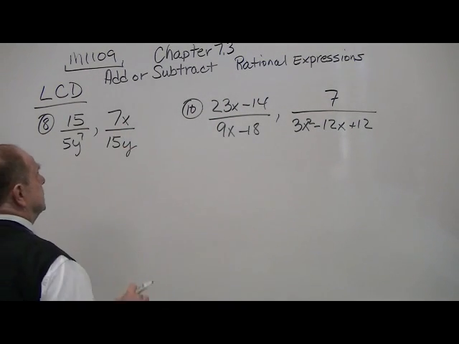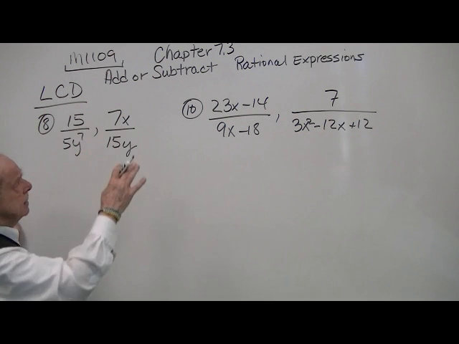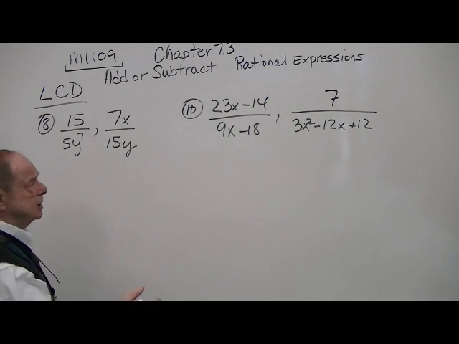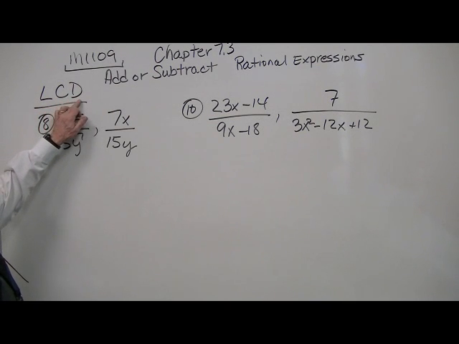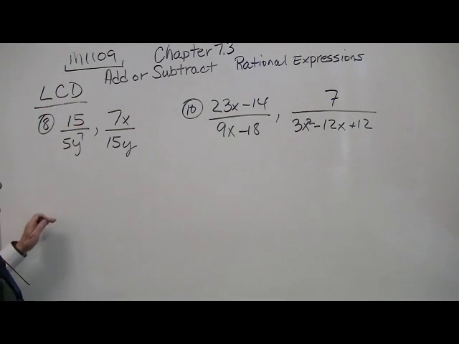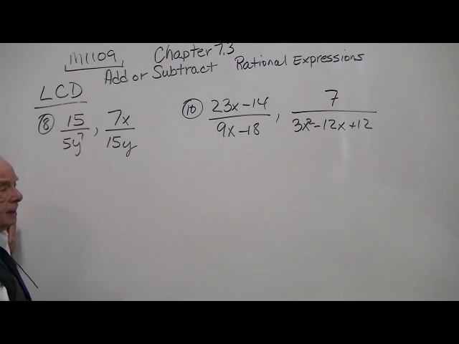As we continue in section 3 of chapter 7, again, we're adding or subtracting rational expressions, but the item they want us to work on first is to find the least common denominator, the LCD. And they're giving us two terms to work with. So what we're going to do with these two terms is show you the strategy for finding the LCD.